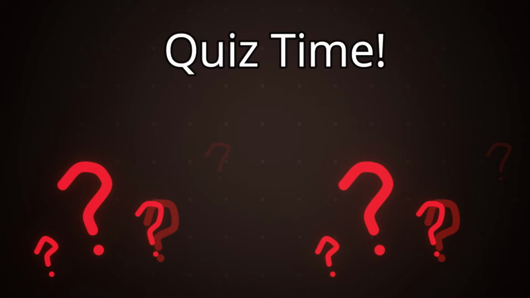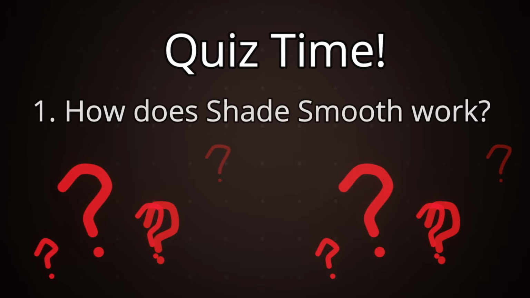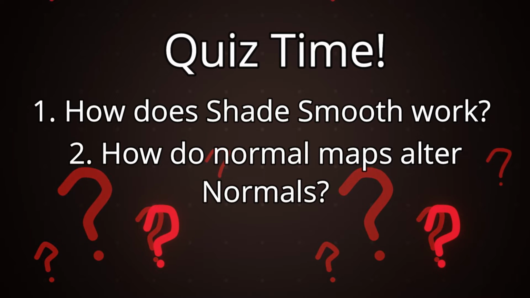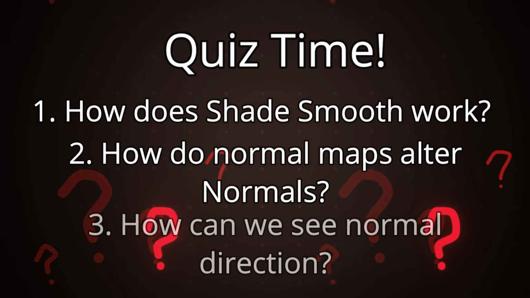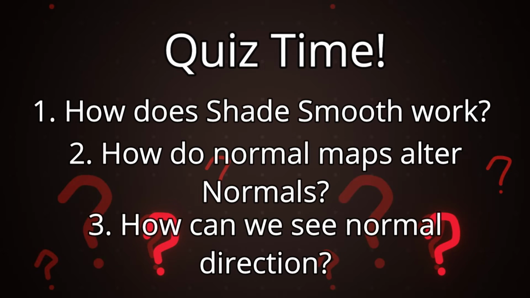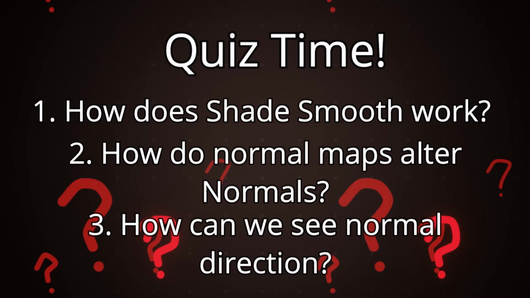Now we're going to have a quick quiz. Well done for completing the tutorial so far. Number 1, how does shade smooth work? Number 2, how do normal maps alter the normals of the mesh they're applied to? Number 3, how can we visually see if normals are facing the right way? I'll be answering the questions in 15 seconds from now.